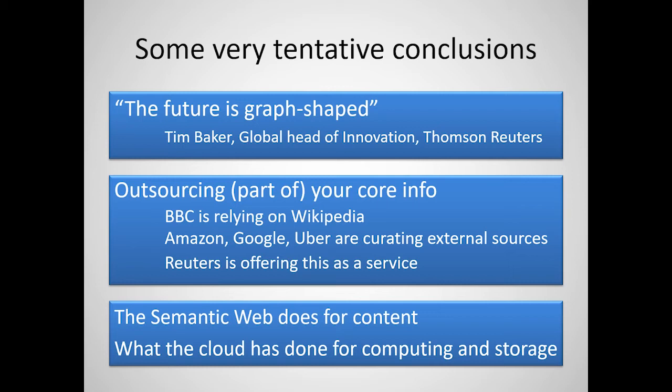So this is my attempt at distilling the patterns here. What are the patterns that we are seeing? Well, the first pattern, and this is not my quote, this is the quote from the global head of innovation of Thomson Reuters: the future is graph-shaped. We're no longer building databases. The data models there are much too restrictive, the semantics is much too implicit, and fitting whatever the real world looks like into your database schema is much too difficult. So these knowledge graphs are a much better medium for modeling and integrating information. That is one pattern that you see in all of these applications.